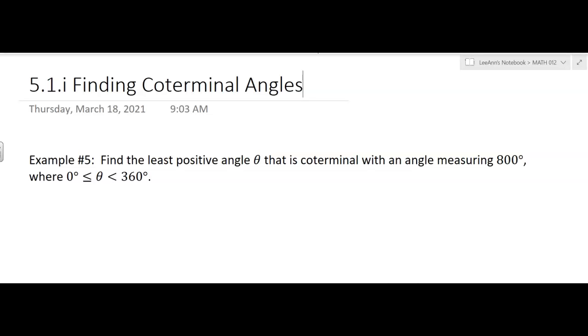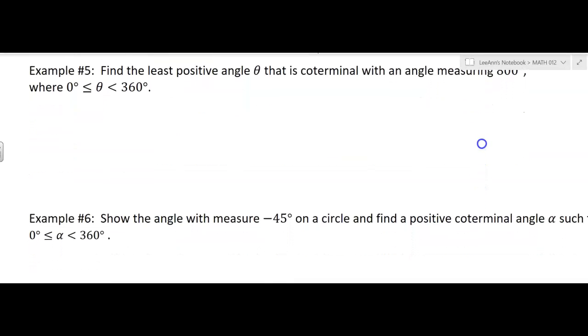So now we want to be able to find coterminal angles. It says find the least positive angle. There are a lot of coterminal angles, right? If you're here and you go around a bunch of times, every one of those has a coterminal angle. So if you think we're going around in circles, we are.